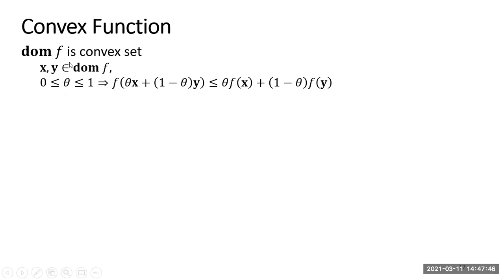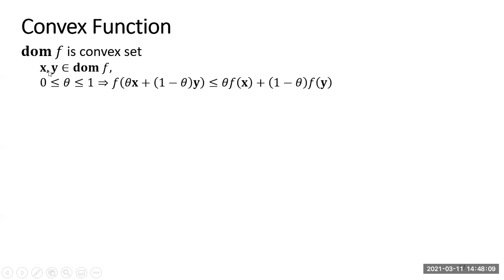Suppose F is a convex set. Sorry, excuse me, the domain of F is a convex set, and X and Y belong to the domain of F. Then, given any theta between 0 and 1, consider F of this convex combination of X and Y.